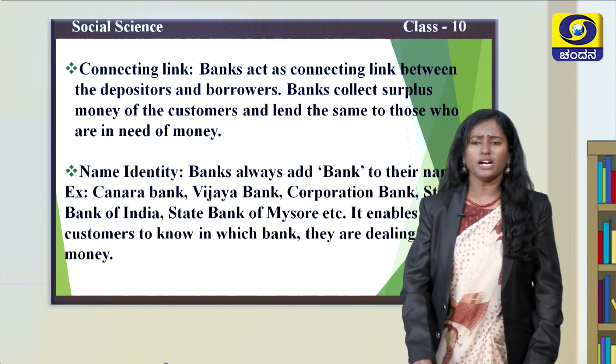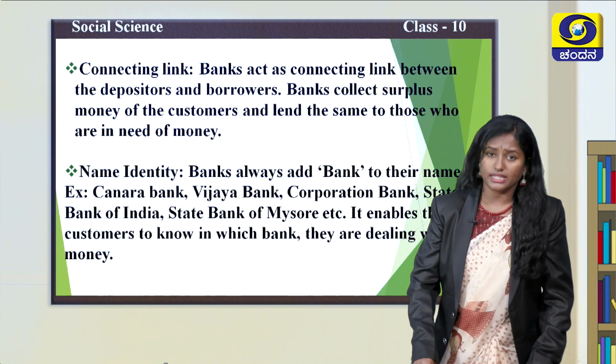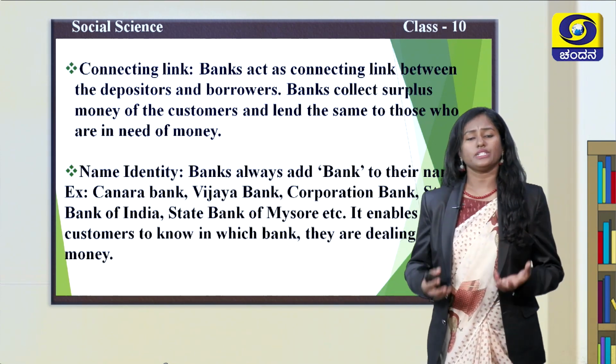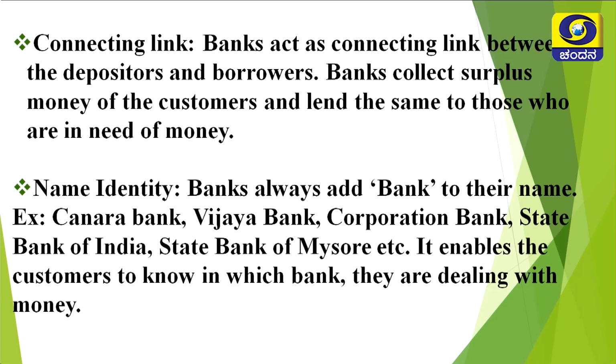Connecting links. How does a bank act as a connecting link? As I've told you since the beginning, it acts as a connecting point between the depositors as well as the borrowers. How does it do so? Yes, if you have a surplus amount after your expenditure, what do you do?